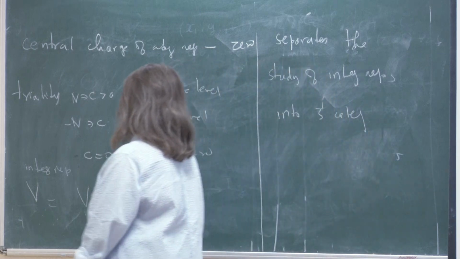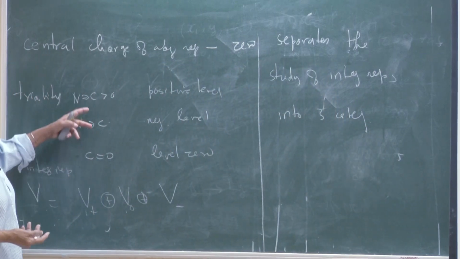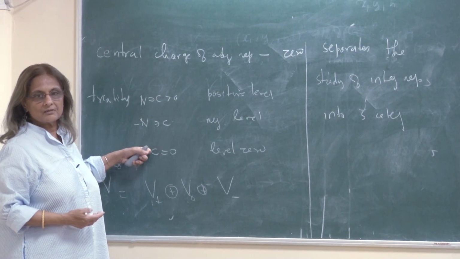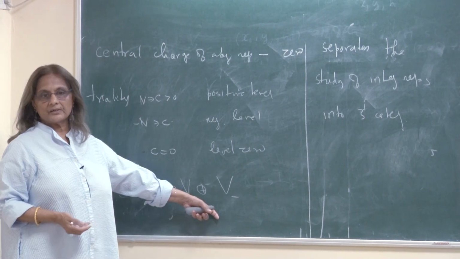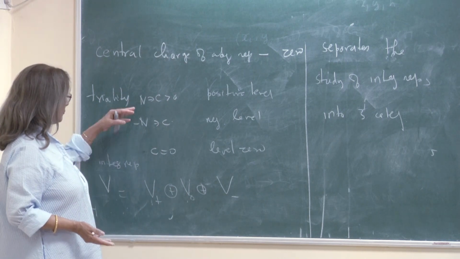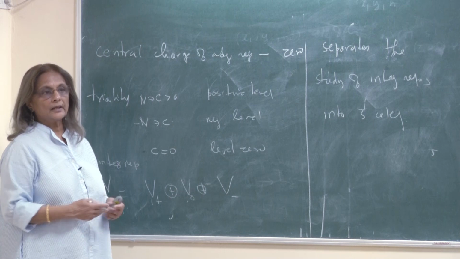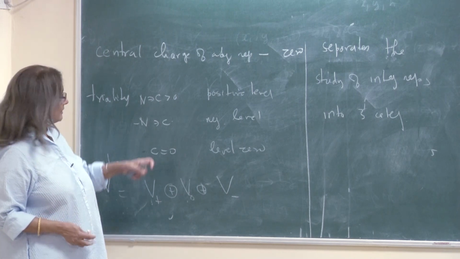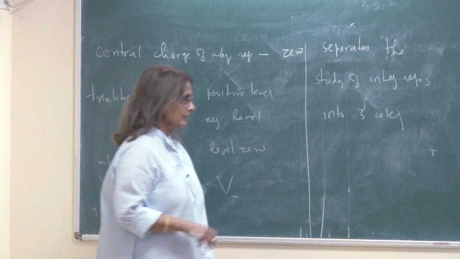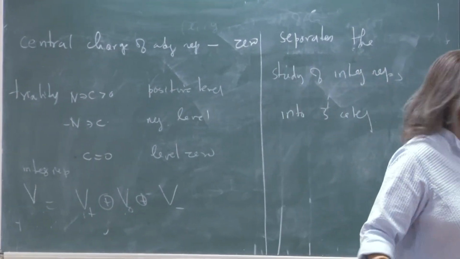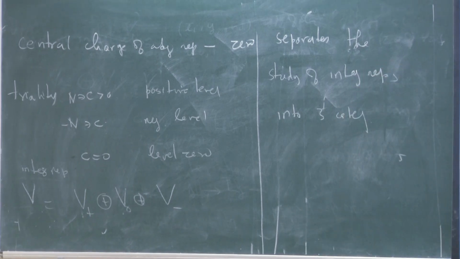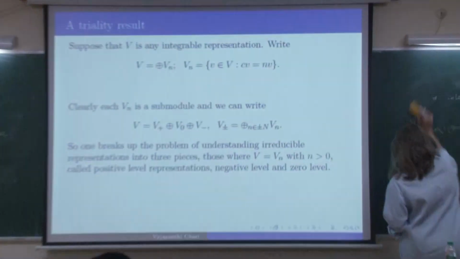And actually, as you can perhaps imagine, there should be some symmetry. So if you understand positive level representations, then you should also in some sense understand negative level integrable representations. And in fact, you can do that by an automorphism of the Lie algebra. So you can apply some automorphism which will turn a positive level into a negative level integrable representation. So in effect, one only studies positive level and level 0, and their behavior is completely different.